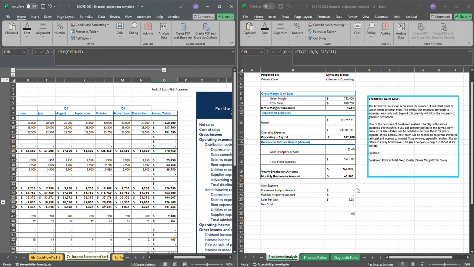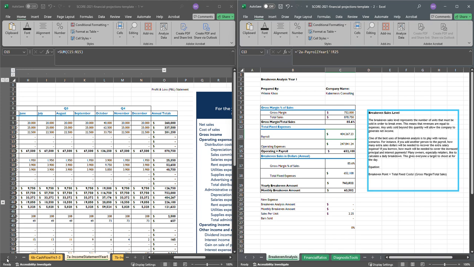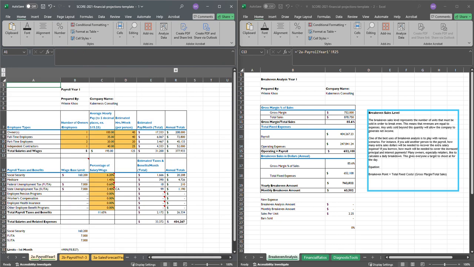Once we calculate this number, we can actually do as they recommend, which is scenario planning. So we can go ahead and try just one of the recommendations. Let's say we wanted to hire another person in year 1. If we go back to the payroll tab here, you can say, okay, let's say we hired another full-time employee for the year, what would happen?